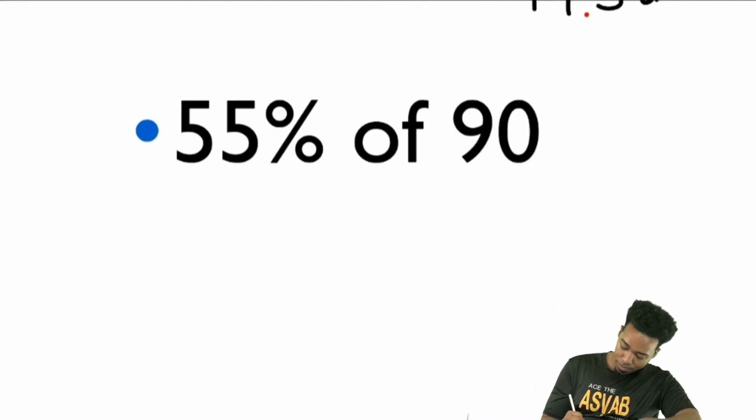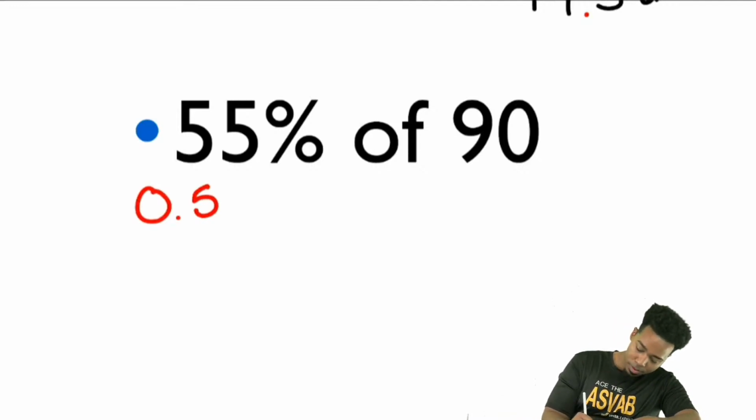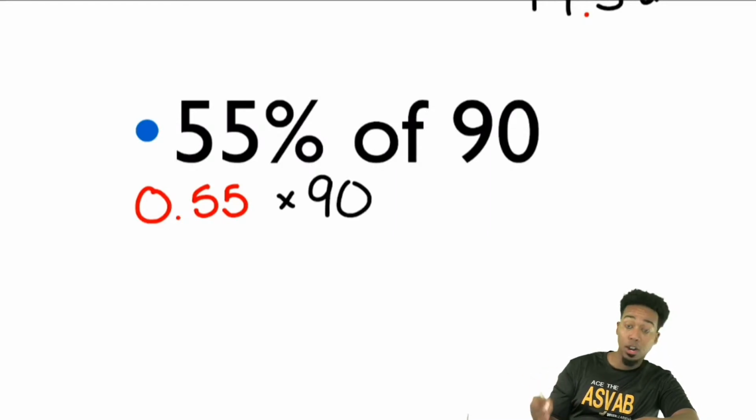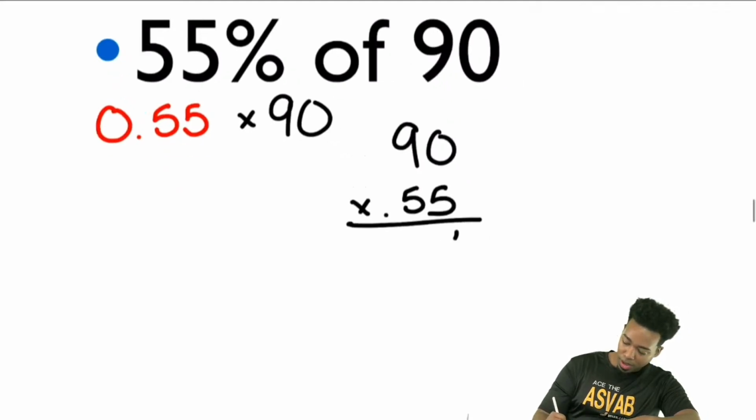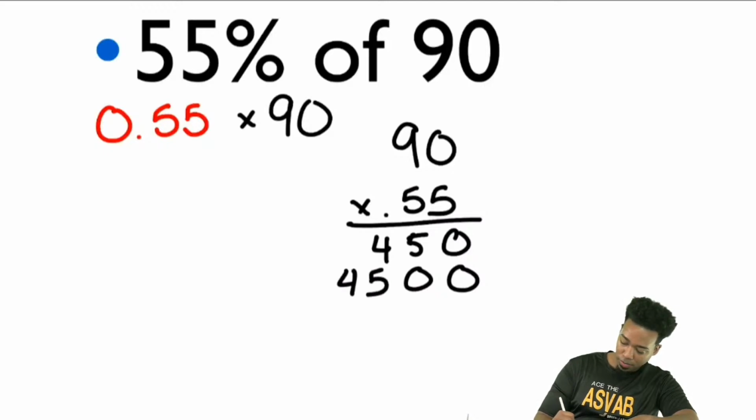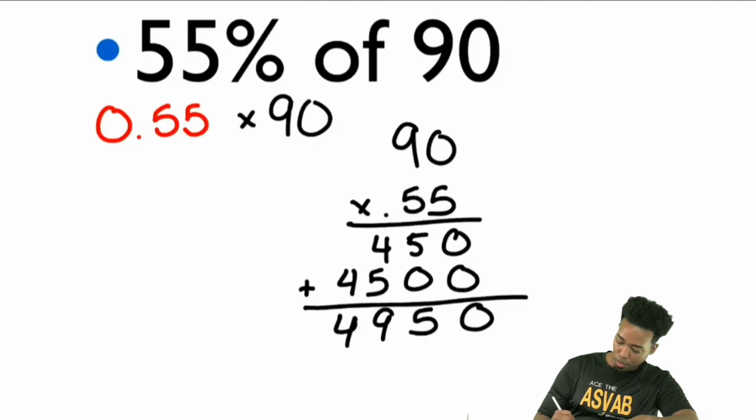Or doing it normally like a normal person, which I encourage you to know how to do. So we do 90 times 0.55. 0 times 5, 0. 9 times 5 is 45. Carry the 0. 0 times 5 is 0. 9 times 5 is 45. Moving the decimal place over 2 times, 49.5.